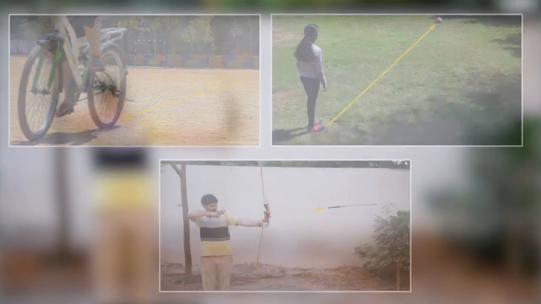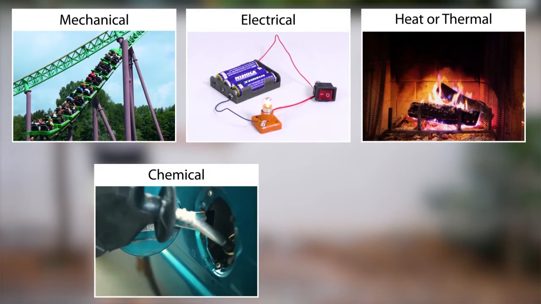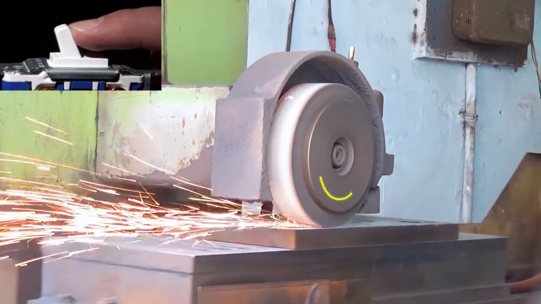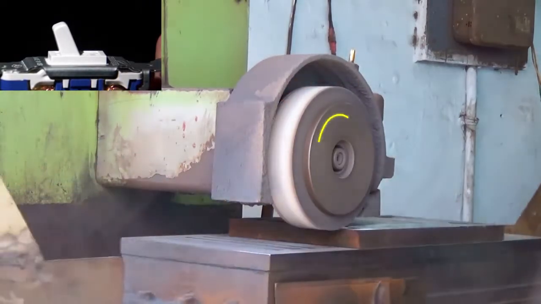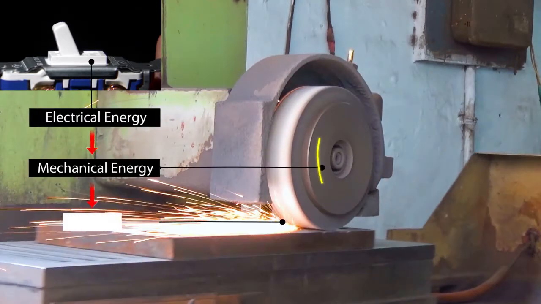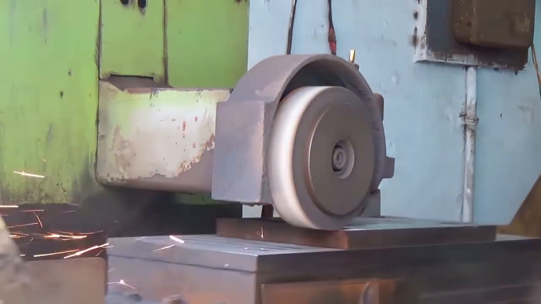Do you know that energy exists in various forms like mechanical, electrical, heat, chemical, light? You must remember that energy can neither be created nor destroyed. Instead, it can be transformed from one form to another. It is during this process of energy transfer from one form to the other that work is done. Therefore, we can say that energy is the capacity to do work.